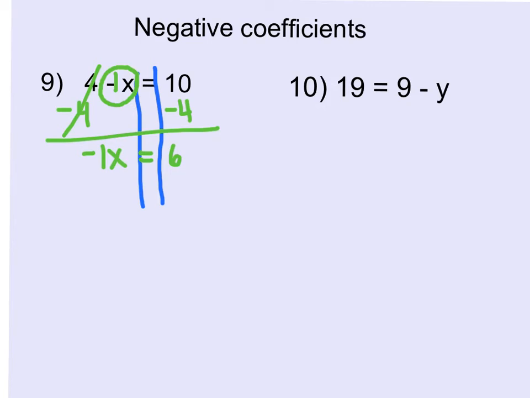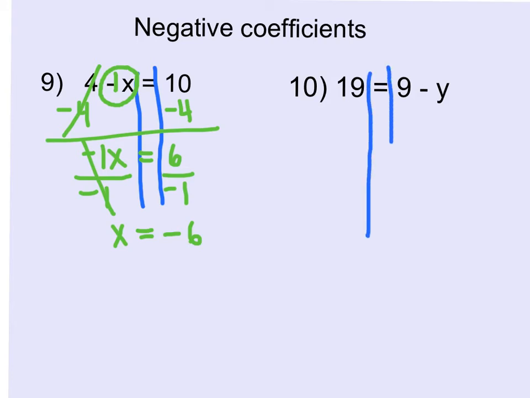And then just like before, this is negative 1 times x. The opposite of times is divide. So divide both sides by negative 1. Therefore, x is equal to negative 6. Why don't you go ahead and try number 10 and see if you can use that same process to solve for y. Then play the video to check your work.